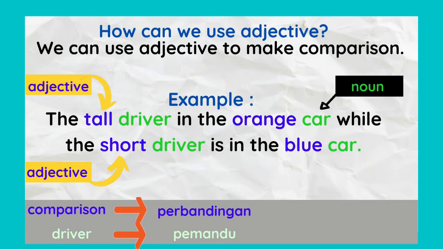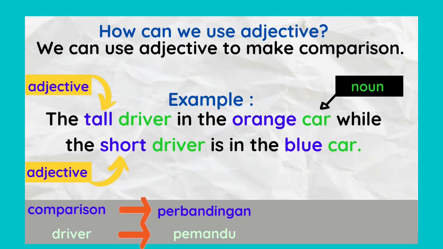Next, how can we use adjective? We can use adjective to make comparison, membuat perbandingan. Let's look at the example. The tall driver in the orange car while the short driver is in the blue car. Tall and short are adjectives. Orange blue are adjectives. Driver is the noun.